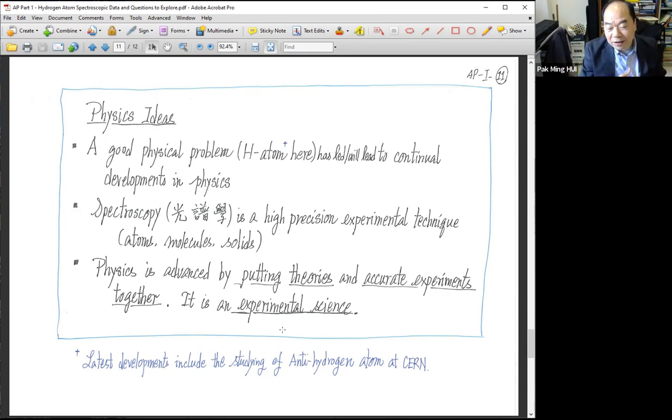A remark here is that hydrogen atom physics is now being done at CERN concerning anti-hydrogen: an anti-proton trapping a positron. This is the only antimatter formed artificially by humans. Okay, and then how could they study this? What else can it be? Spectroscopy. This is some very recent experiment.